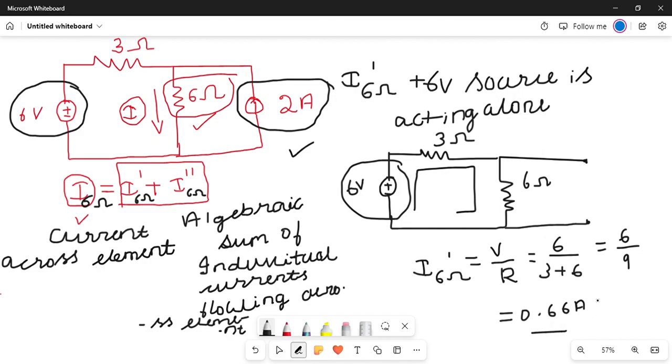This is your first one. So now I need to find I6 ohm double dash. I6 ohm is the current due to the 6 ohm resistance. To find I6 ohm double dash, I'm going to keep my 2 ampere source as it is, and the 6 volt source I'm going to short circuit, right? Let me do that.